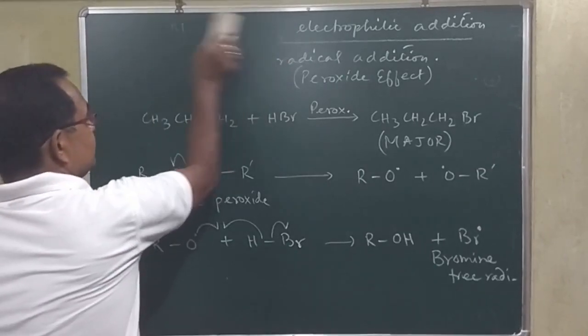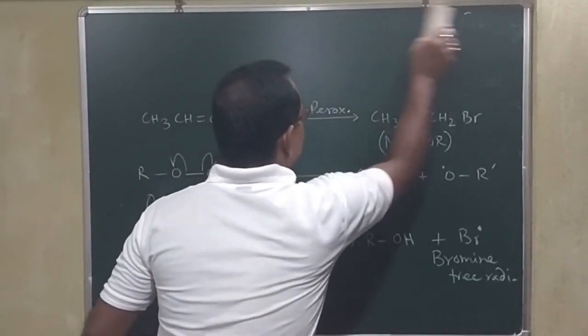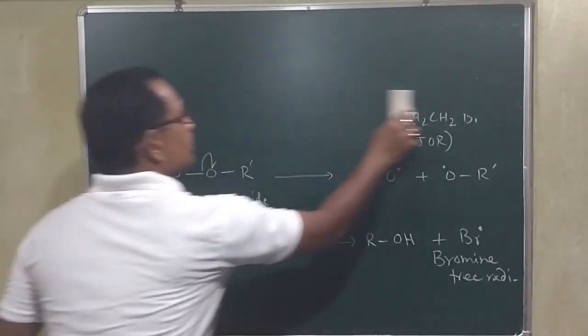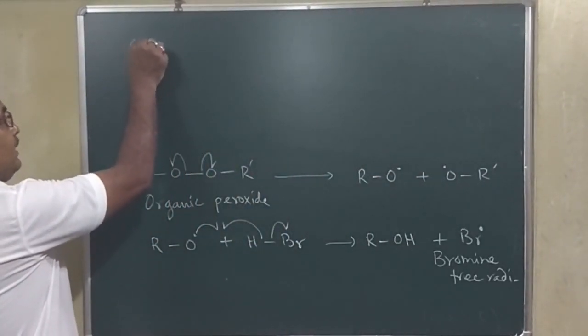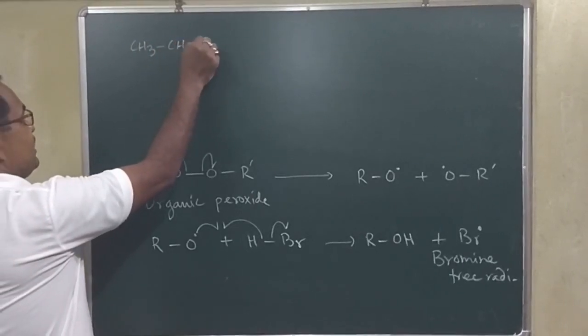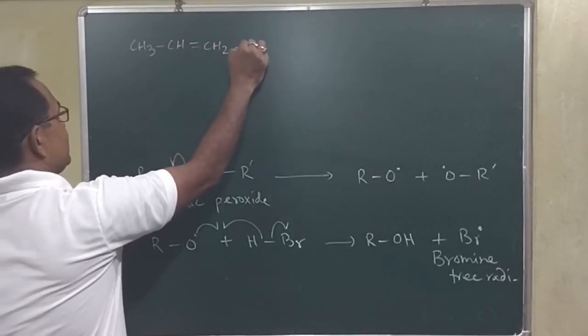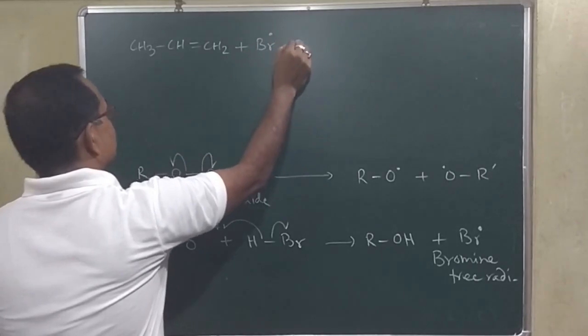So look, what will happen now? Now Br dot will attack the alkene, CH3 CH double bond CH2 plus Br dot.